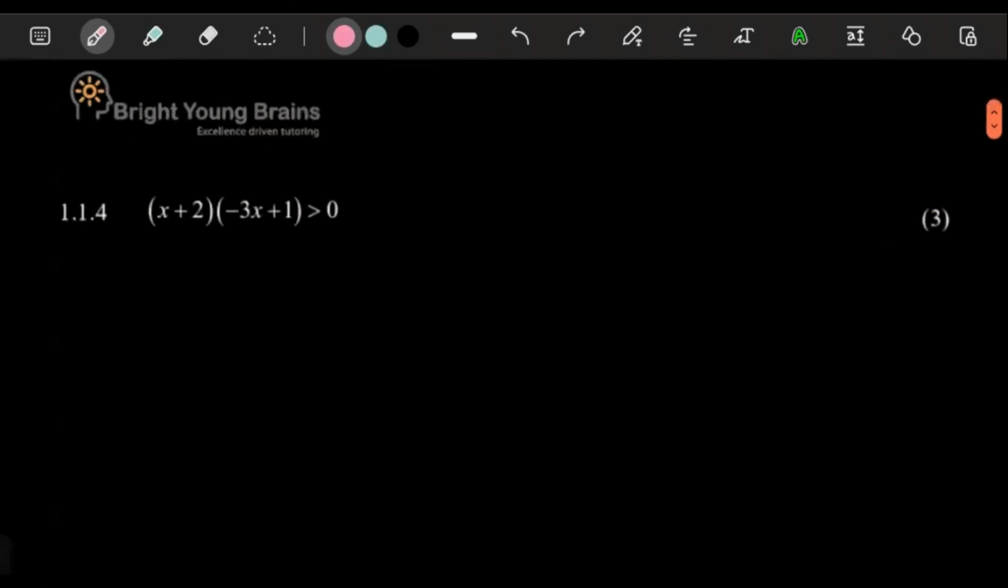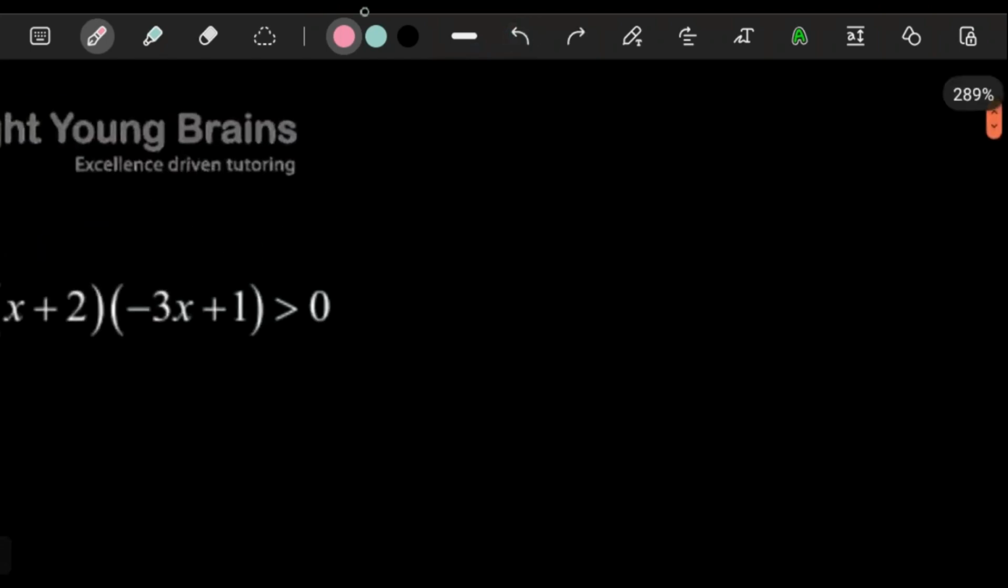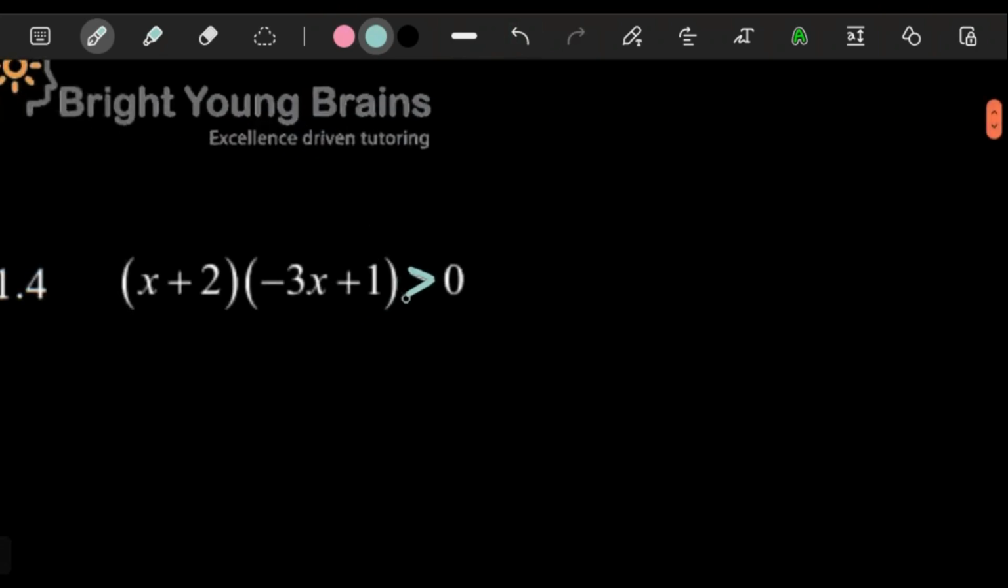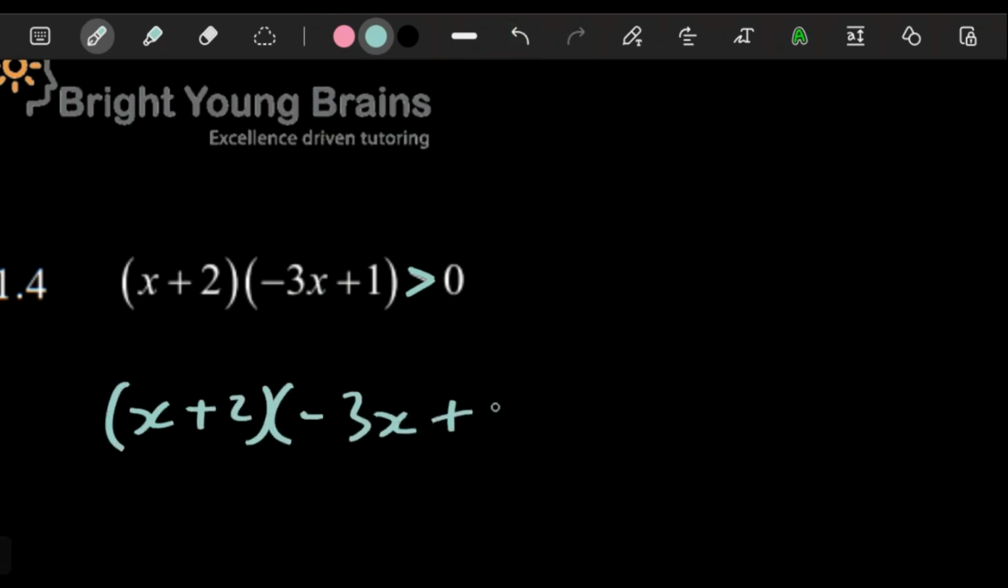Solving for x here, this is fortunately one of those questions that are not so difficult. The one thing I always say is try to see what kind of a quadratic equation you're dealing with first. Once you have seen that, you can easily answer this question, because it is asking where this expression is going to be bigger than 0. Let's multiply out our brackets first. X plus 2, we're going to multiply out with -3x plus 1.